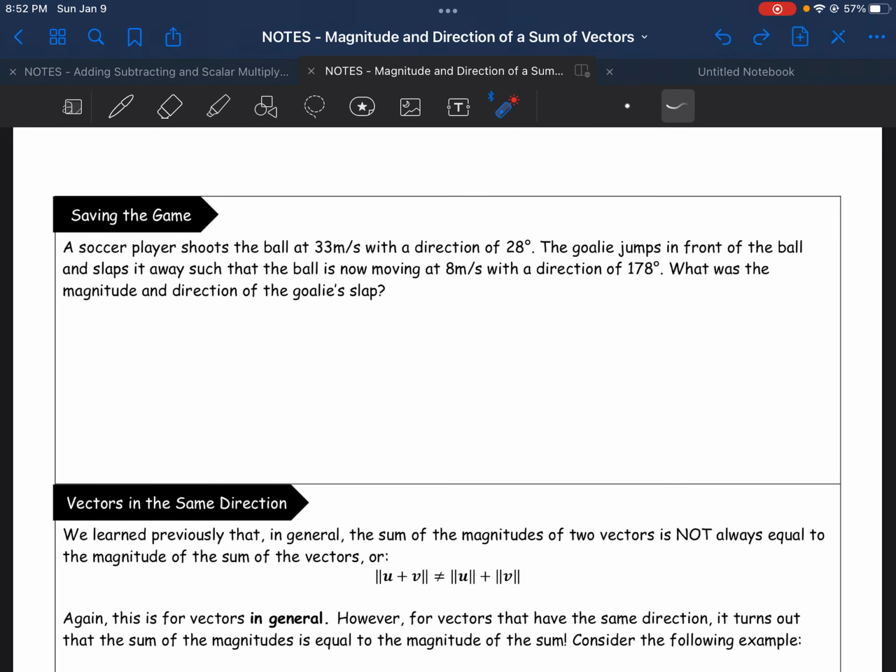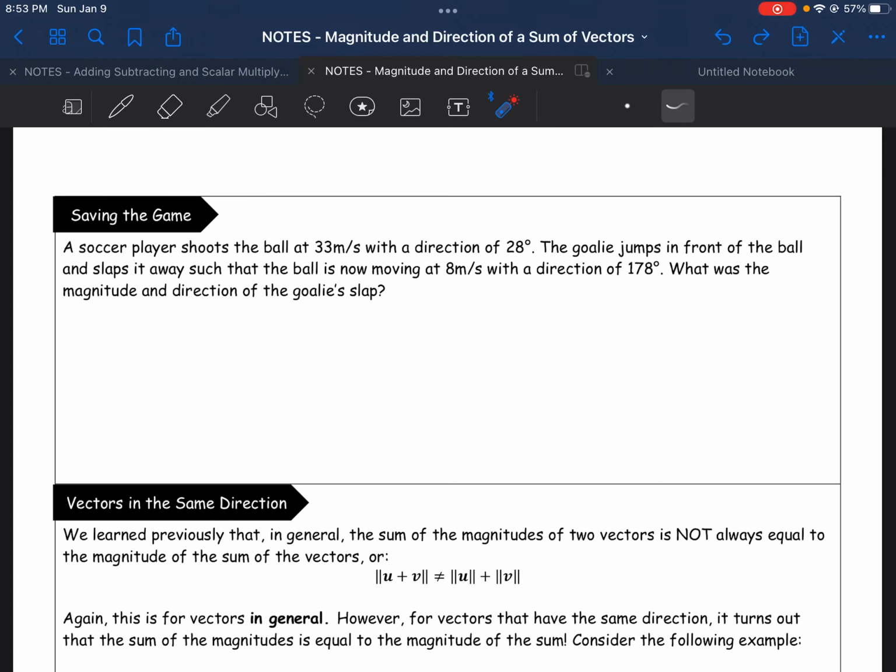So this one's going to get interesting as well. In this scenario, we have a soccer player shooting the ball at 33 meters per second with a direction of 28 degrees. The goalie jumps in front of the ball and slaps it away such that the ball is now moving at 8 meters per second with a direction of 178 degrees. We want to know what was the magnitude and direction of the goalie's slap.